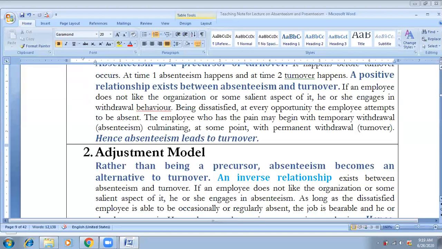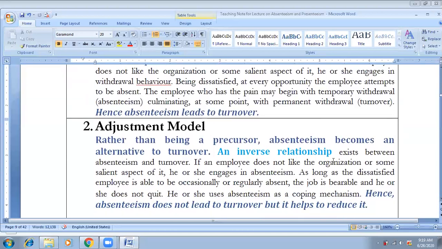And then the second model, showing the relatedness between absenteeism and turnover: the adjustment model. Rather than being a precursor or forerunner, absenteeism becomes an alternative to turnover. That is the message under this adjustment model. Then an inverse relationship we can expect between absenteeism and turnover. In the first model, the pain model, a positive relationship. But in the adjustment model, an inverse, negative relationship exists between absenteeism and turnover.